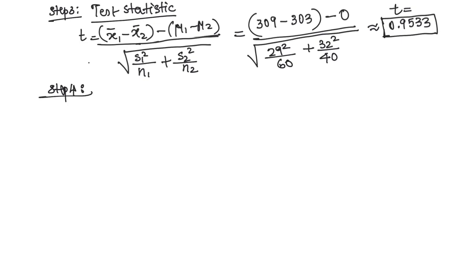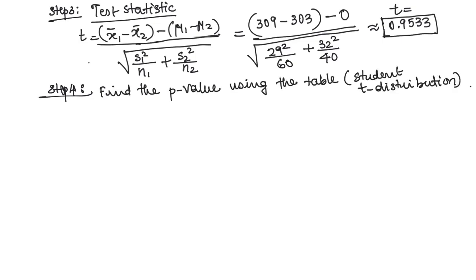Now step 4 is to find the p-value using the Student t distribution table. First we need to find the degrees of freedom. Find n1 minus 1, that is 60 minus 1, which is 59, because n1 is 60. And n2 minus 1 is 40 minus 1, that is 39. So the degrees of freedom will be the smaller of these two.